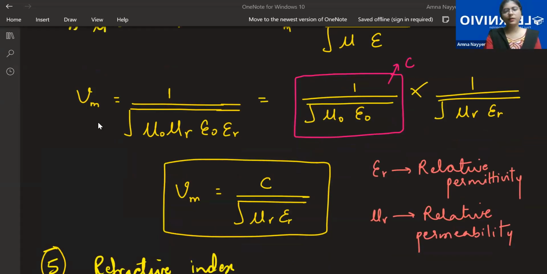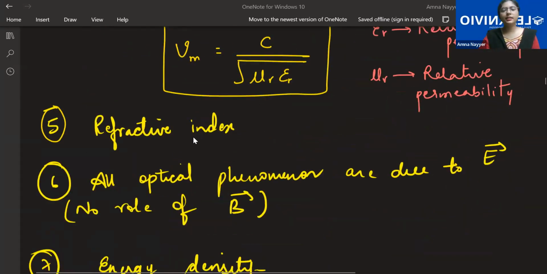Regarding the refractive index, there's a formula. Do you remember it from your earlier classes? Class 10th was where you had the refraction concept. Have you heard of refraction? Okay, the term refraction you must have. But don't worry, we'll be doing this in detail.